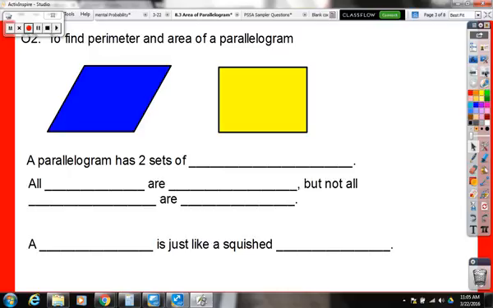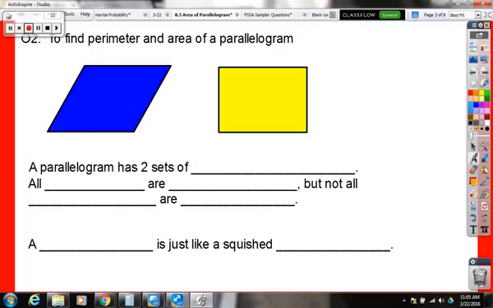Parallel lines or parallel sides. 2 sets of parallel sides. So if we look at this parallelogram, these 2 sides are parallel, and these 2 sides are also parallel. And I'm using 2 marks on that set just to show that they're a different set. So the 2 on either end, 2 across from each other, are parallel.